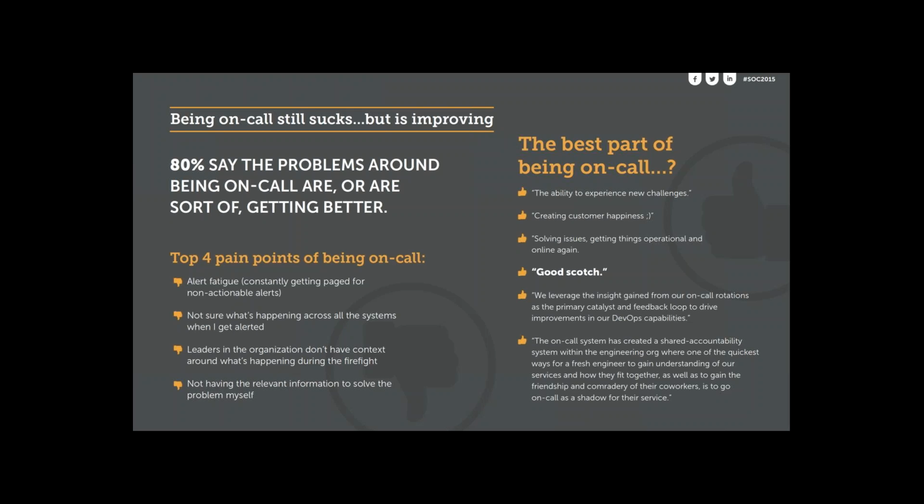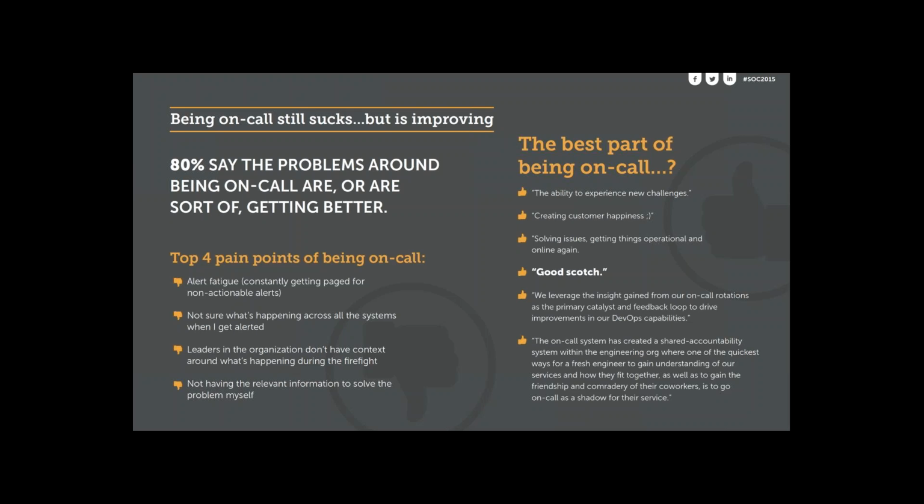One of the questions we asked was around the top four pain points of being on call. As you can see on the slide, alert fatigue, as we've already discussed, is huge. People aren't sure what's happening across all the systems, right? They have all these monitoring tools, and it can be hard to get the whole picture of what's happening. Additionally, leaders in the organization don't know what's going on. That can be really hard when you are in the middle of a firefight trying to communicate to other stakeholders within the company. And when you're on call, if you don't know how to solve the problem, that is very stressful. That is an anxiety-ridden situation.